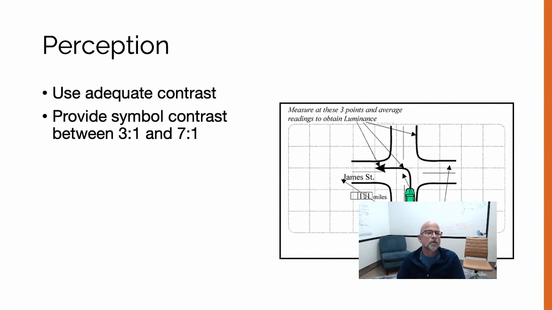So typically we want a contrast, being the difference in luminance between the foreground and the background, to be 7:1. So you can see here's a way of measuring this. We measure 3 points and average readings to obtain the luminance. And we do that for both the foreground, because we're looking at the black as the foreground, and the background right here. And that should be between 3:1 and 7:1.